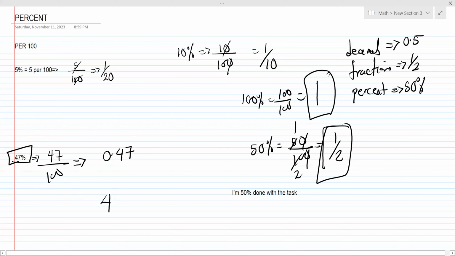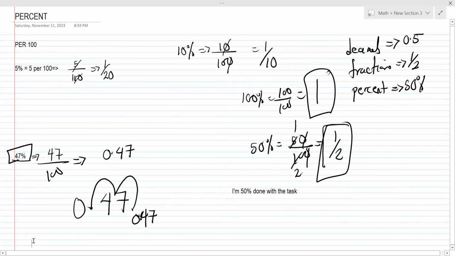So we have 47 as a whole number. The decimal point is here, after the last number, and then we just go 1, 2. Now the decimal point is here. We just put a 0 here, so this becomes 0.47. Okay, let's try another one.